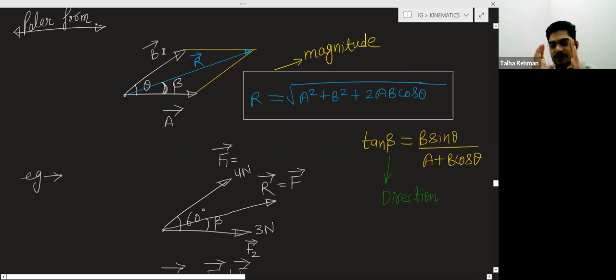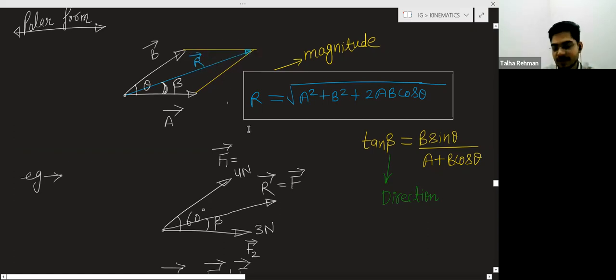For a graphical purpose, you will use this parallelogram. You will draw a parallel line to this and a parallel line to this, and from the starting of the two vectors, you will join where both the parallel lines meet, and this will be the resultant vector.